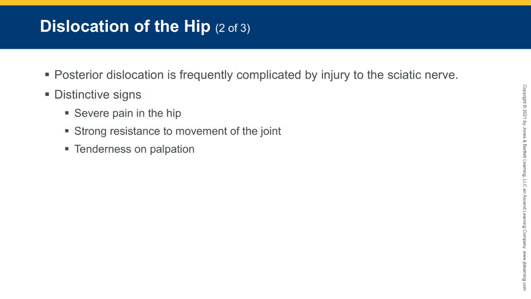A posterior hip dislocation often damages the sciatic nerve, leading to severe pain, resistance to movement, and tenderness upon palpation. Because the nerve involvement can cause long-term disability, hip dislocations should be managed carefully. Prompt splinting and transport to a hospital for reduction under sedation are necessary.